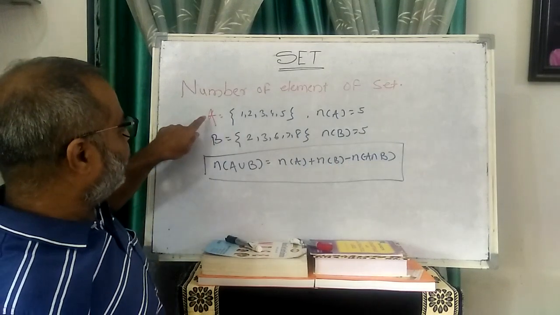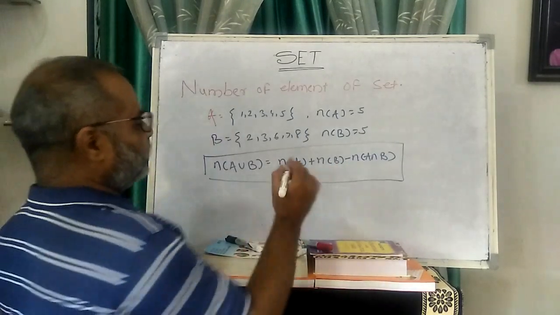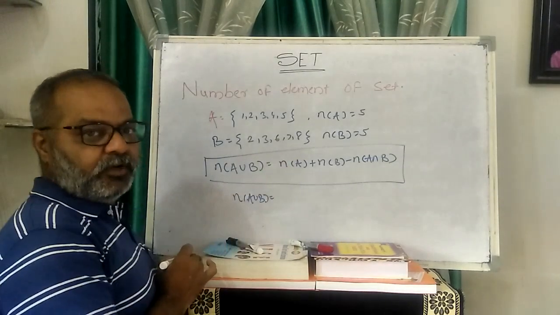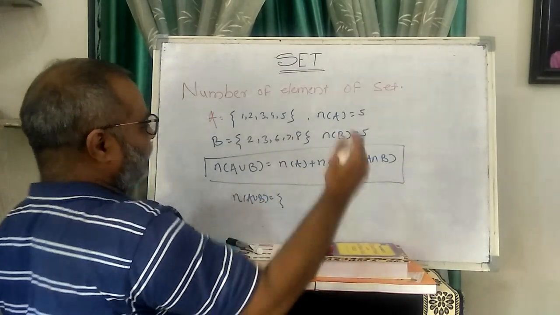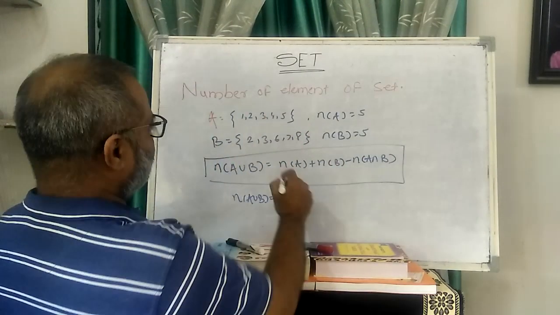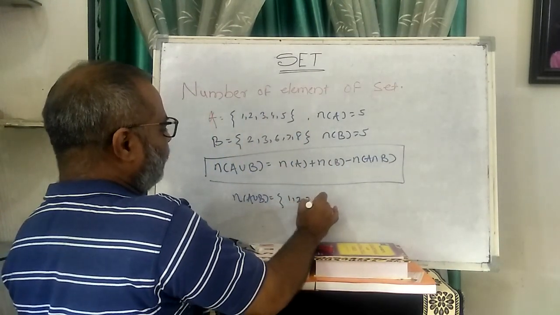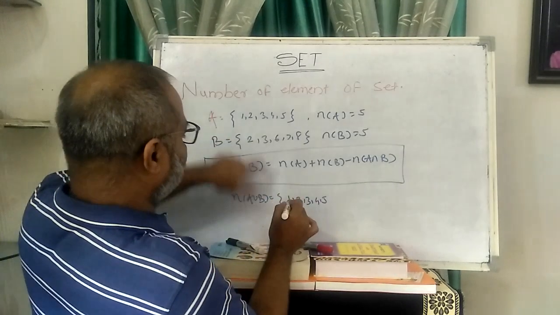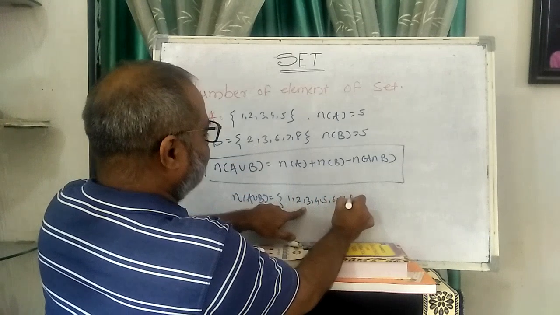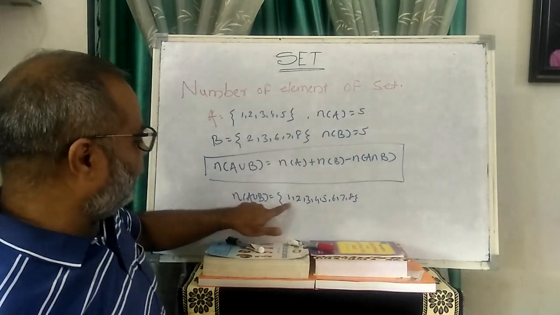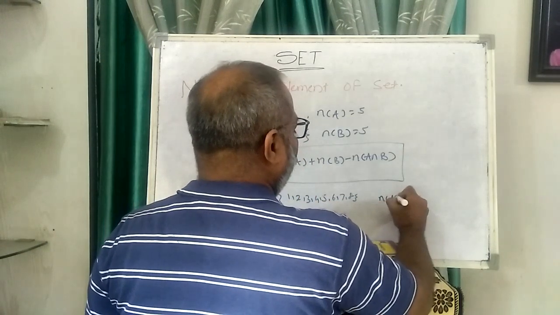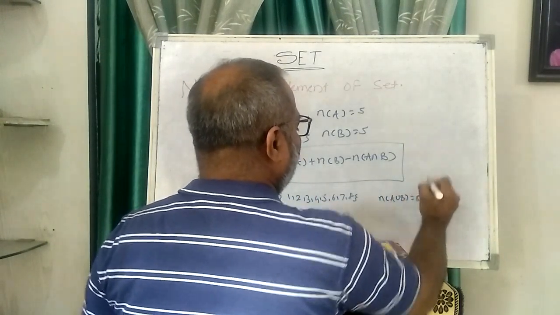So here is n of A, n of B. I will find n of A union B. For union, you just collect all the elements. If an element appears 2 times, we take it once. So here is 1, 2, 3, 4, 5. 2 and 3 are already given here. So here is 6, 7, 8. So what is n of A union B? 1, 2, 3, 4, 5, 6, 7, 8. So n of A union B is equal to 8.